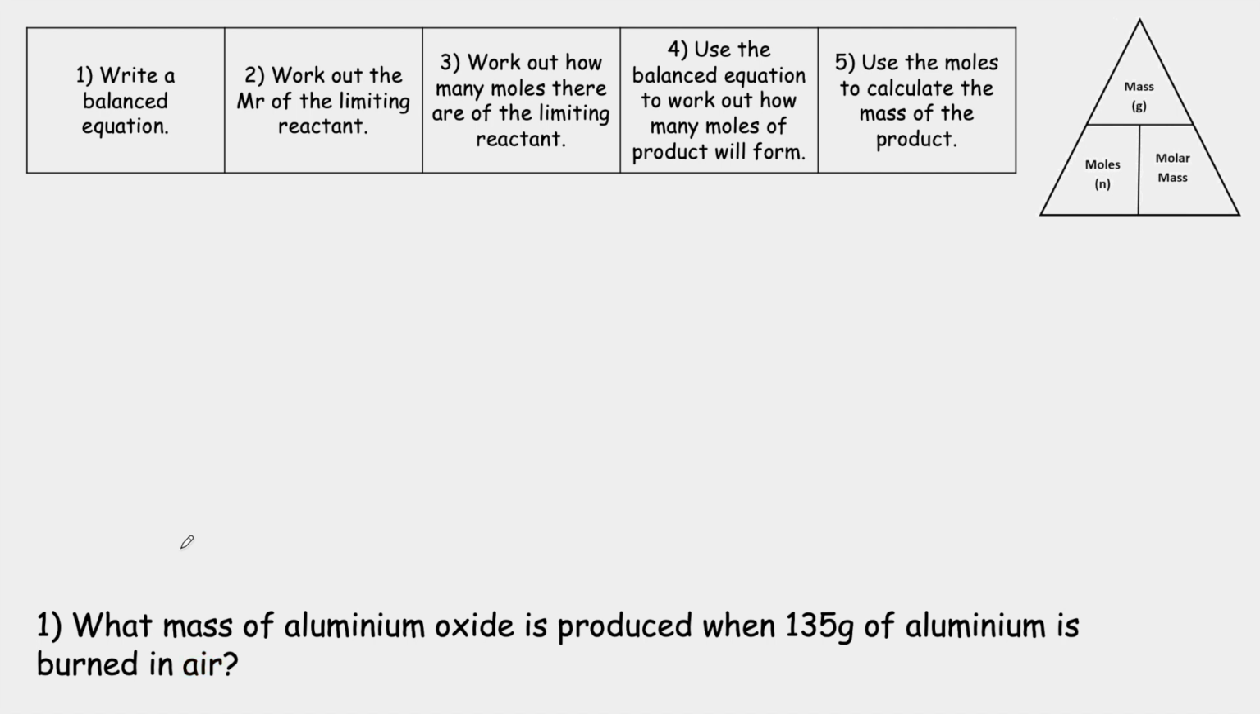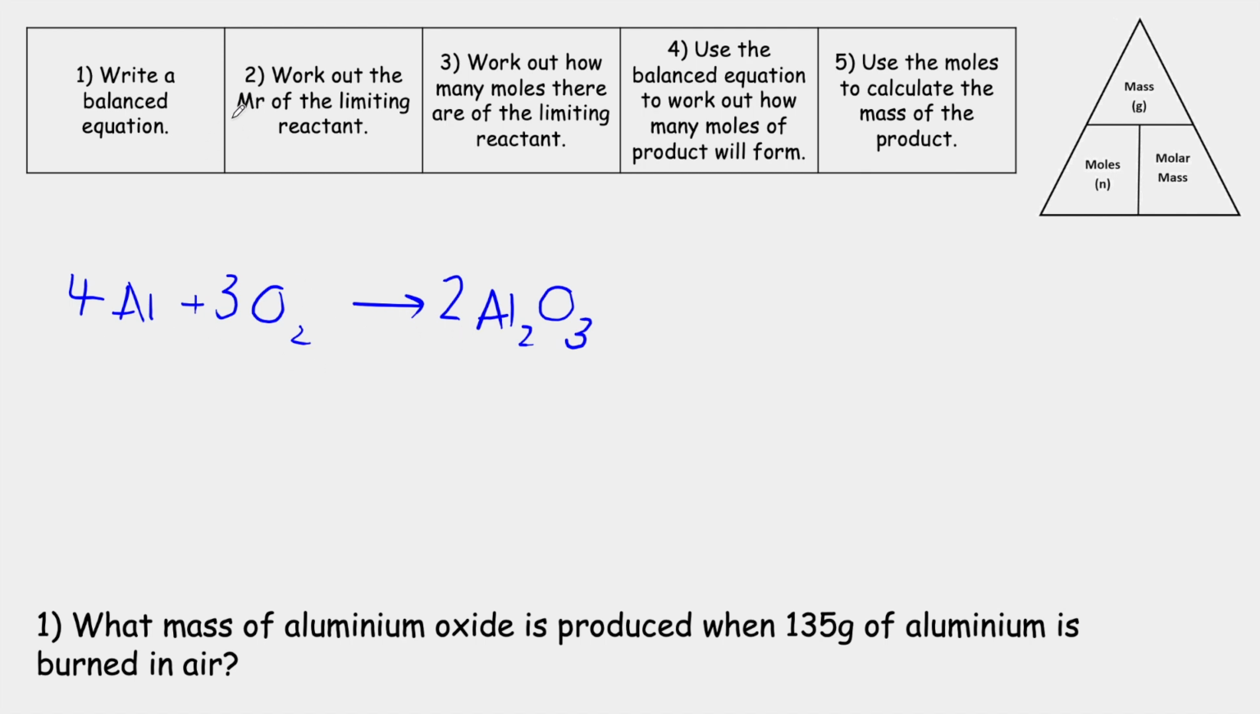Now the first thing to do is write a balanced equation. So we have aluminium and that's reacting with oxygen in the air to produce aluminium oxide. Now I'm going to balance this really quickly. If you don't know how I balance this, go back and look at the video on balancing equations where we go through this exact example. So I'm going to put a 2 here, which makes 4 aluminiums, so 4 on the left, and also 6 oxygens, so we need to put a 3 here on the left. Now we have a balanced equation.